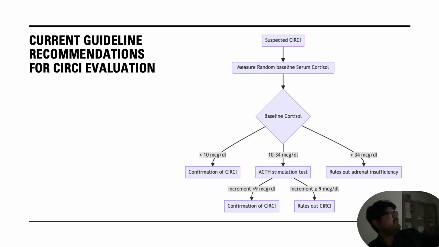If it's between 10 and 34, that is where you do an ACTH stimulation test. In this case, unlike in other cases, you have to actually look at the increment of the cortisol. If the increment is more than 9, it suggests a good response, but if the increment is less than 9, it suggests adrenal insufficiency. So this is based on the current guidelines. This is there in the critical illness guidelines, and a lot of other guidelines have also shown this type of cutoffs.